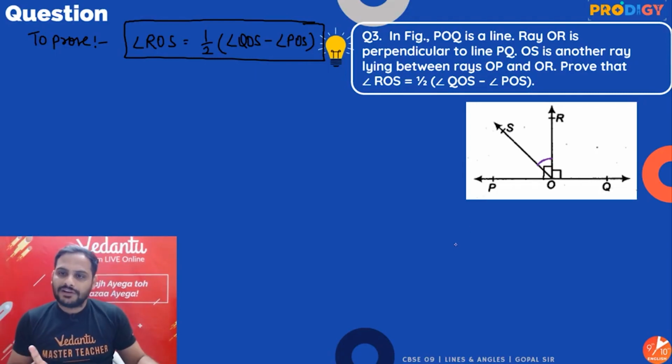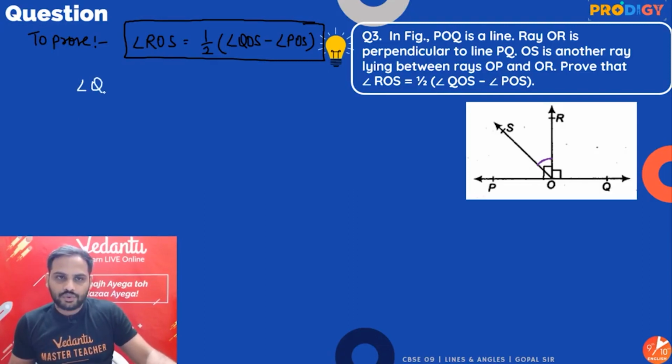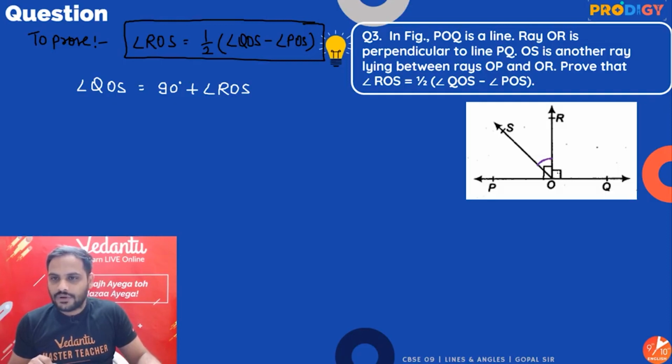Okay. So one relation I can see between ROS and QOS is, I can say that angle QOS is nothing but this 90 degree plus angle ROS. Look, if in angle QOR, which is the 90 degree part, in that if I add angle ROS, I will get angle QOS. Reason is adjacent angles.